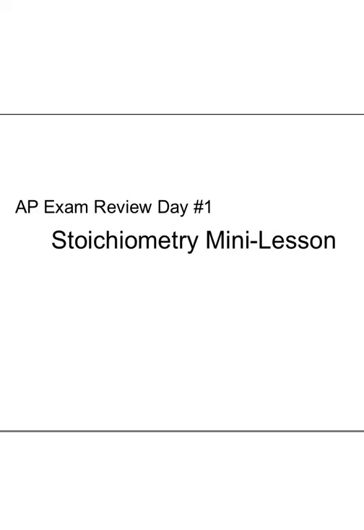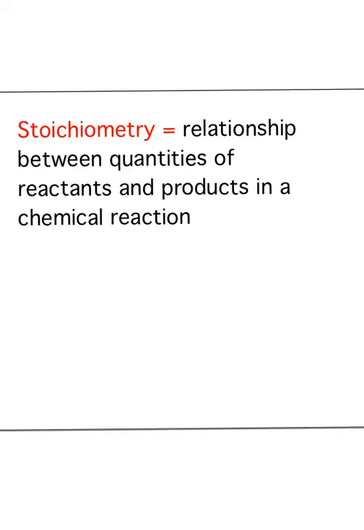All right, guys, here's our mini lesson on stoichiometry. So here's just a definition for you of what stoichiometry is. It's the relationship between quantities of reactants and products in a chemical reaction. So when we balance an equation, we often call those coefficients the stoichiometry of the reaction because it's the relationship between reactants and products. And then we're also going to use stoichiometry as a process. We're going to do stoichiometry to figure out how many reactants we need or how much product we are going to produce in a reaction.